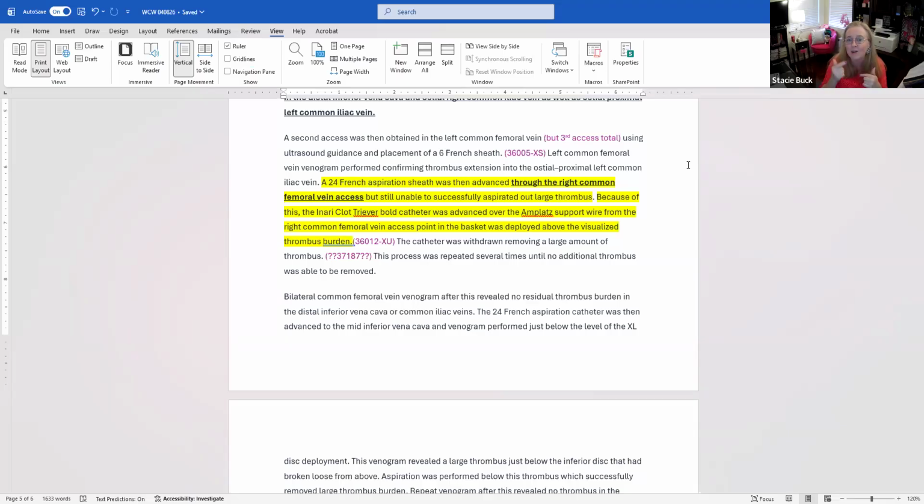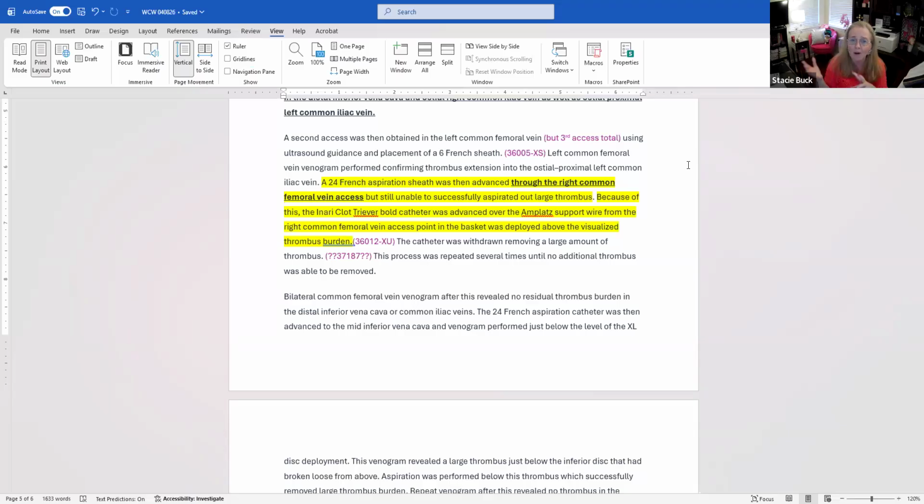And then you'll see where it says that the sheath was advanced through the right common femoral vein access. So what's happening here is this particular access is going over to the contralateral vessel where the thrombus is sitting. So it's going from right to left. To me, that appears to be a 36012, removing the thrombus from the left common iliac artery from the right. So that's a 36012, and then I put the XU modifier on that. Now, again, I have the 37187, question mark, question mark, question mark.